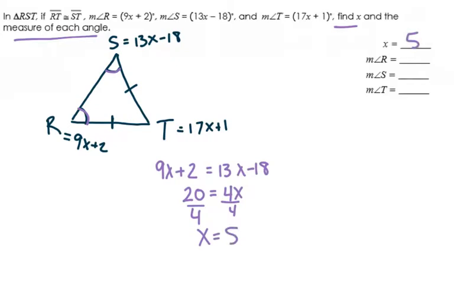So now I'm going to use that number 5, and I'm going to plug it back in. So I get that angle R is 47. I could plug 5 in for the x and s, but I know that those two are equal, so I can save myself a little time. And then if I plug 5 in here, I get 86.